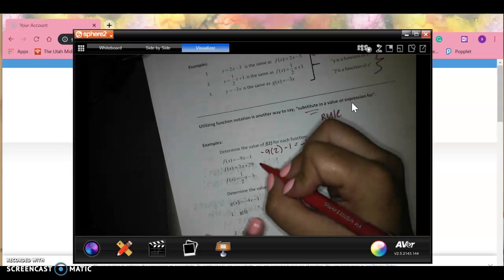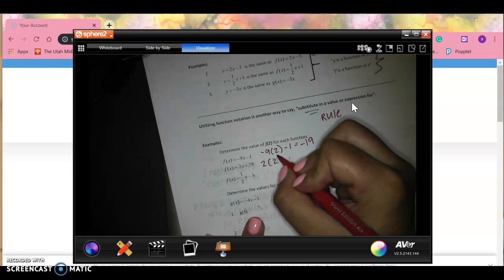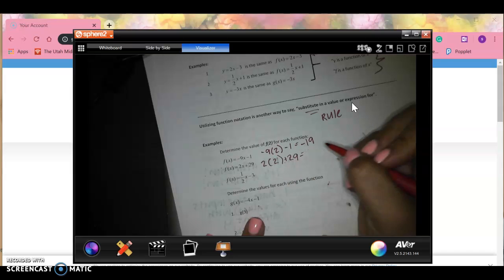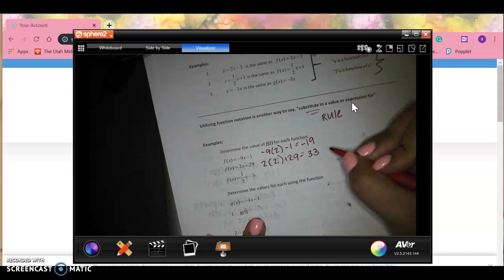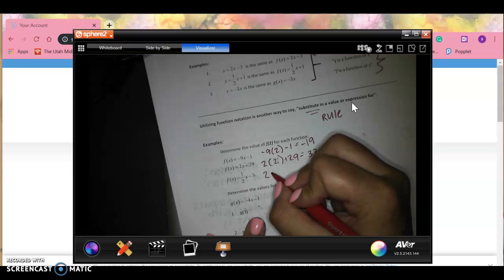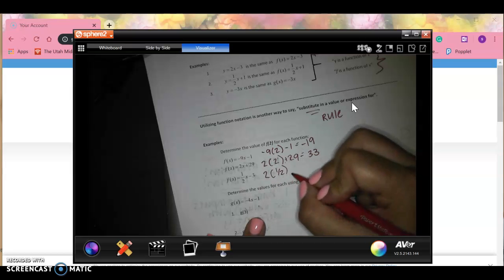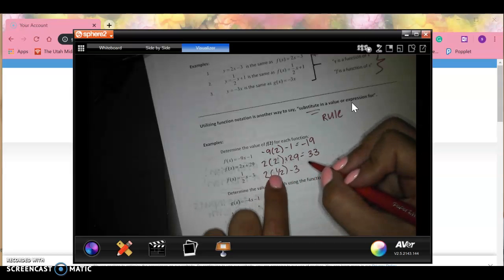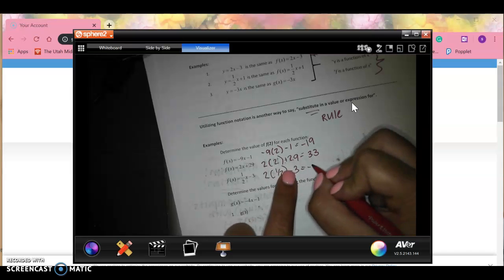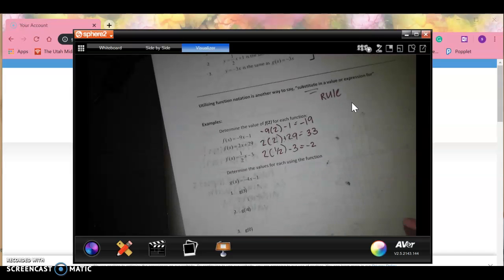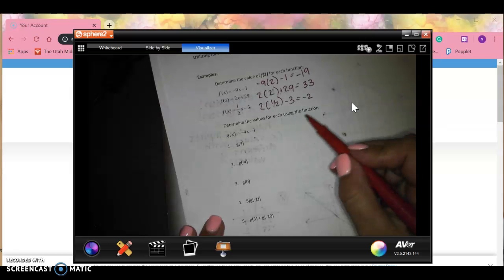Let's try this next one. 2 times 2, right, plus 29. Well, that's going to give me 33. 2 times 1/2 minus 3. 2 times 1/2 is 1. 1 minus 3 is negative 2. Alright, let's try this. So determine the values for each using the function.